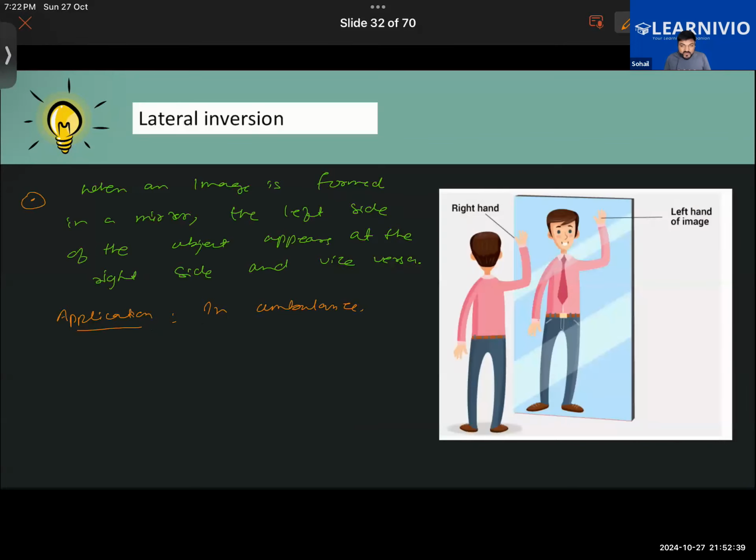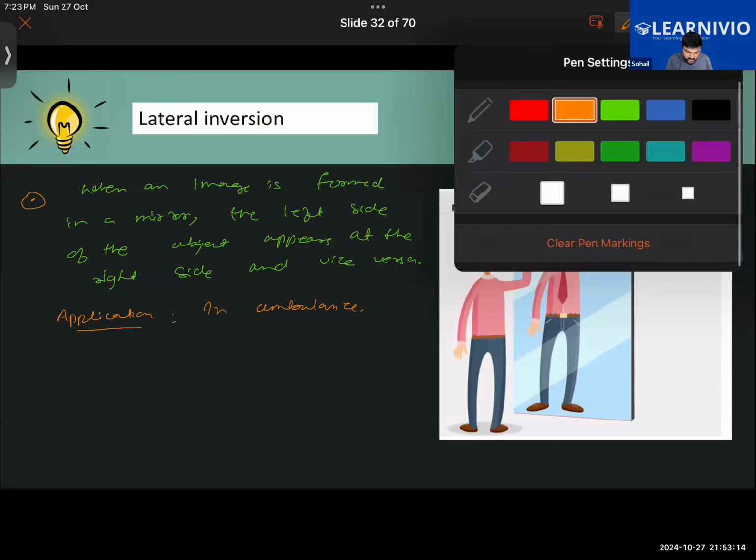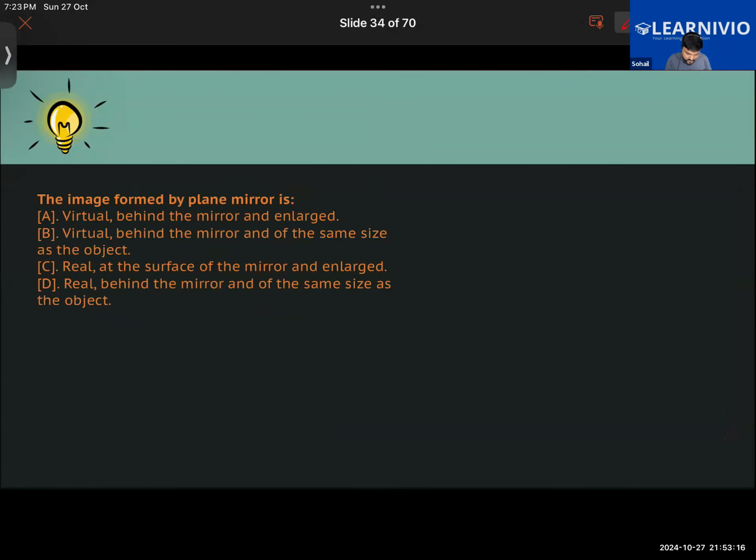Now there's also one important property I wanted to tell you. For example, if someone wants to obtain the full body image in a mirror, the mirror should be almost half the height of that person. You need a mirror that is almost equal to one half of your height. Suppose someone measures 6 feet, then in order to get his full body view in the mirror, the height of the mirror should be at least 3 feet. Getting what I'm trying to say? Yes or no? Yes, sir.